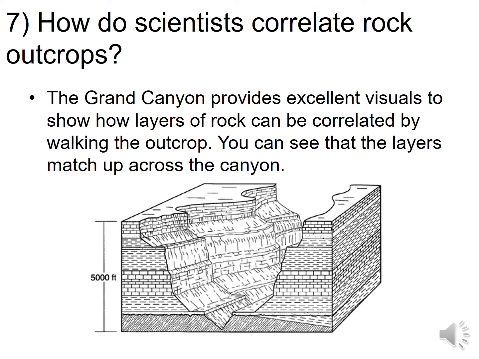So the Grand Canyon is an excellent example of this. If you Google images of the Grand Canyon, you can see all of the layers due to the erosion of the river, and you can match up the layers of what's on one side of the canyon to what's on the other side of the canyon.